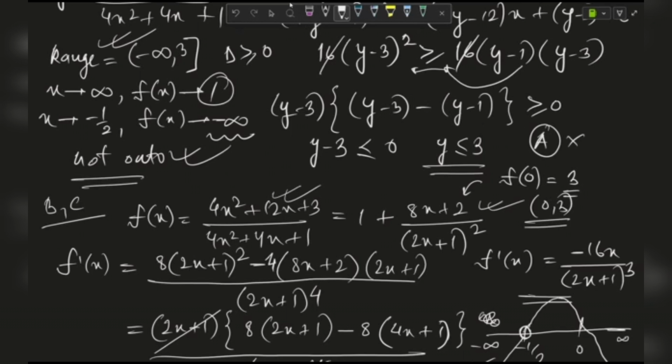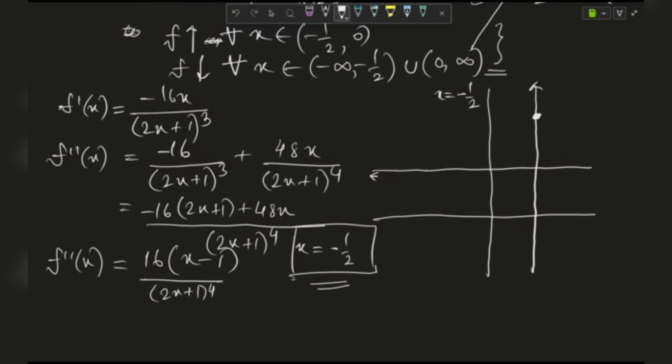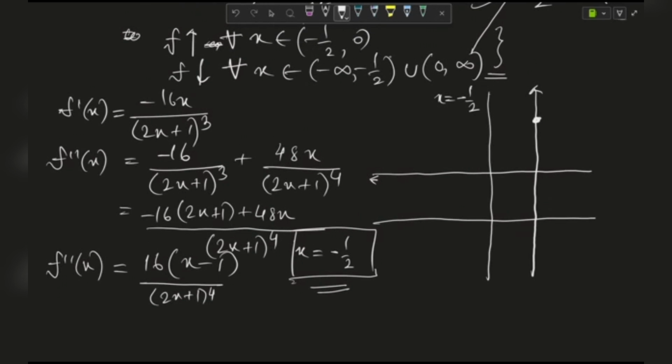Now I will return to the graph. So in between minus half to 0, both are open. That is why minus half is a vertical asymptote, because this graph will reach very, very close to minus half, but will never exactly intersect minus half even at infinity. So this will be something like this. From minus half to 0, the graph's nature will be something like this.